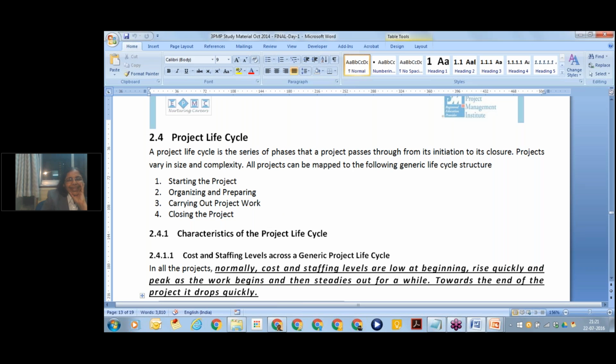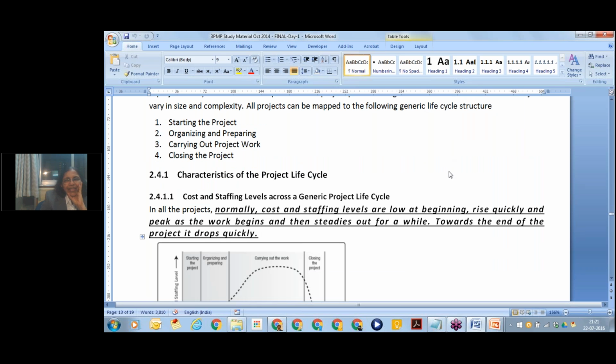So now I just want to read this again to emphasize what the PMBOK says. Normally, cost and staffing levels are low at the beginning. This is actually pretty straightforward. They rise quickly and peak as the work begins and then steady out for a while. Towards the end of the project, they drop quickly. What does it say? Initially, when you start, how much money have you spent? Actually zero when you just begin. So cost is lowest. Then you start spending, maybe you hire a team, which means directly or indirectly you are spending for that resource. So you start incurring cost.